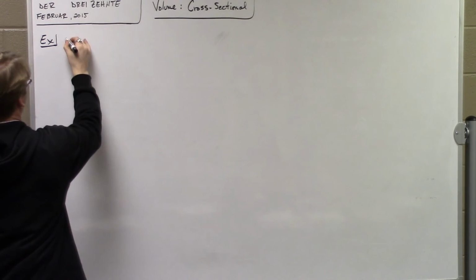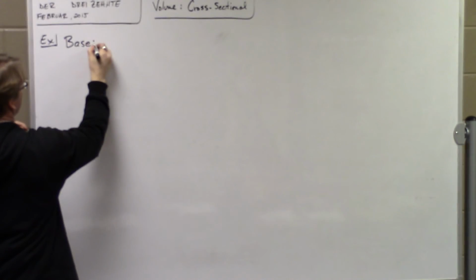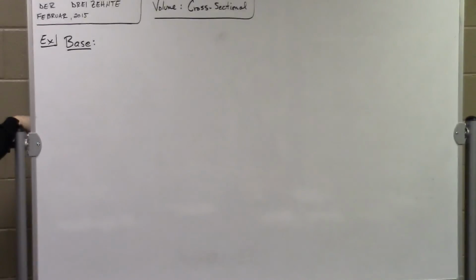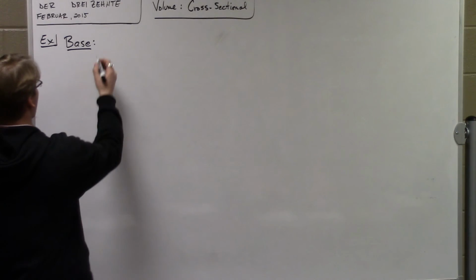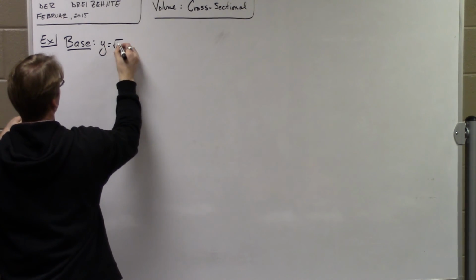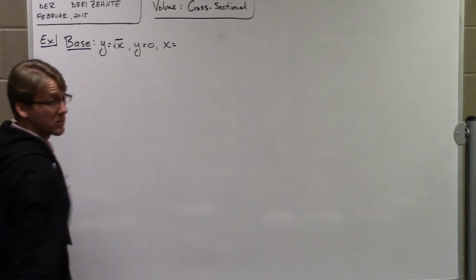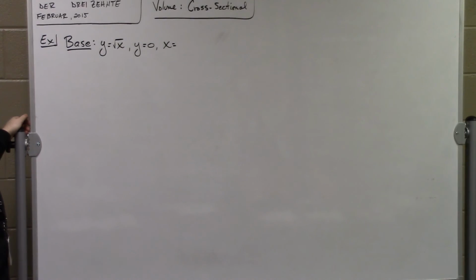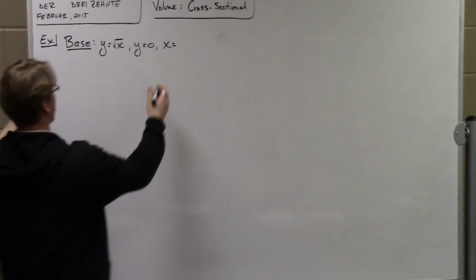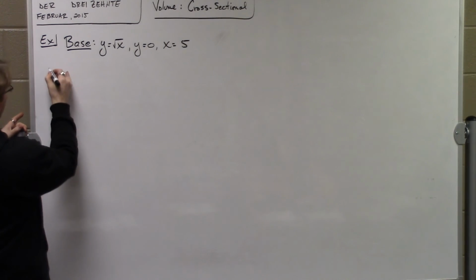All right, here we go. Let's pick the base. I'm not gonna write out the words, we'll just shorthand it. What are we gonna do for our base? How about square root of x? Sounds pretty nice. Let's do that. So y equals square root of x, y equals 0, and x equals 5. All right, cross sections.